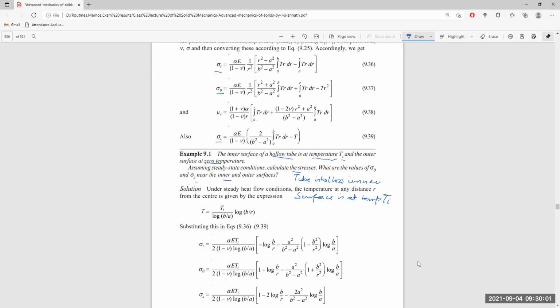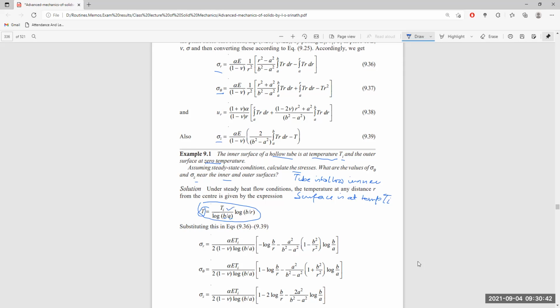So under steady flow condition, the temperature at any given distance is given by this expression, where T is equal to Ti, the temperature at the inner surface, divided by log b by a, multiplied by log b by r, where b is the radius at the outer surface, a is the radius at the inner surface, and r is the radius of a constant radius at which we are going to calculate T. Provided we know Ti, the temperature at the innermost surface, we know b, the radius of the outer surface, and we know a, the radius of the inner surface itself.